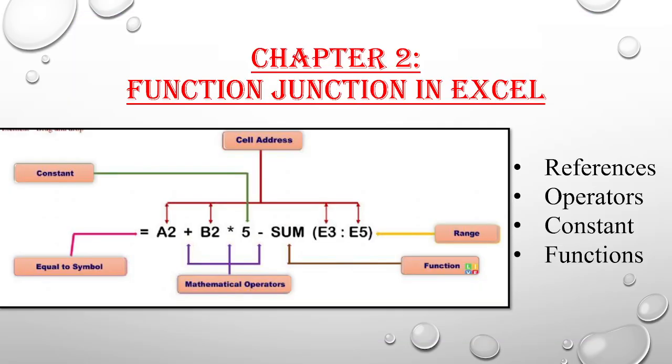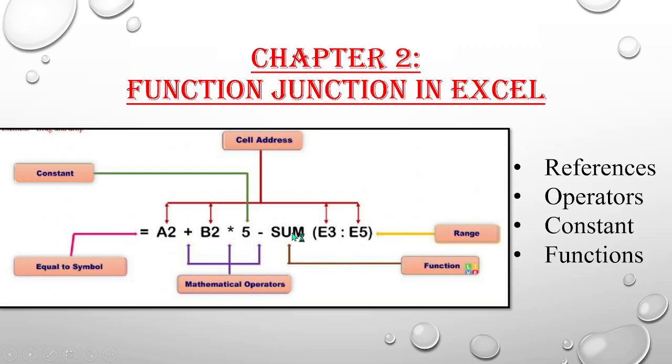Alright, in the previous video, we talked about what a formula consists of. A formula may consist of all these or a few of these points. The main thing is a formula starts with an equal symbol. It consists of some cell addresses, represented by A2, B2, E3, E5 in this expression. There are some operators like addition, multiplication, subtraction. There are some constant values.